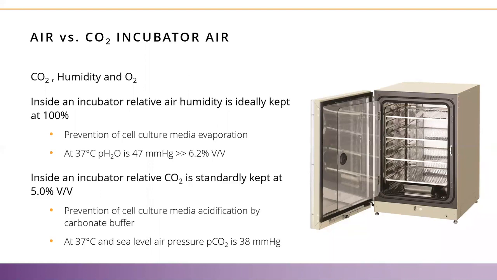In the incubator, as we know, we keep it at 5% CO2 to prevent acidification of the cell culture media due to a bicarbonate buffer. We know and can calculate that at 5% volume to volume, you would end up at 38 millimeters of mercury partial pressure for CO2.